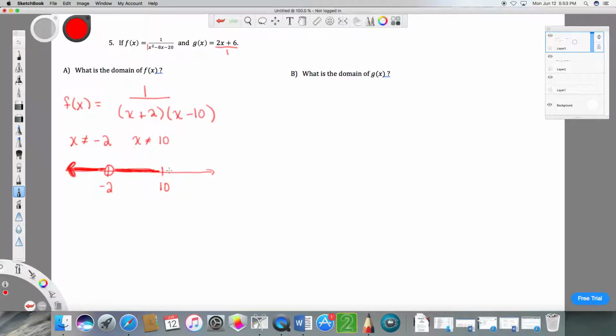Pick any number you'd like in the shaded region and substitute that number in for x into the function, and you would find its corresponding y value. So the domain for this function f is from negative infinity to negative 2, excluding negative 2, from negative 2 to positive 10, excluding positive 10, and from 10 to infinity. So there's the domain for part A.